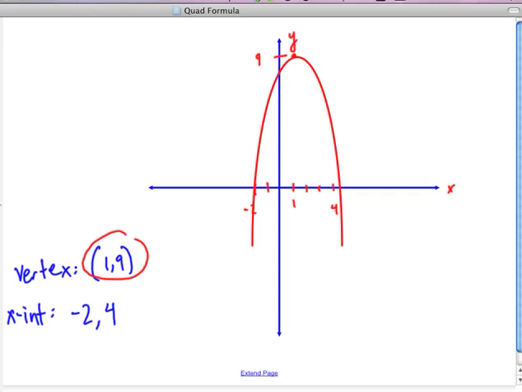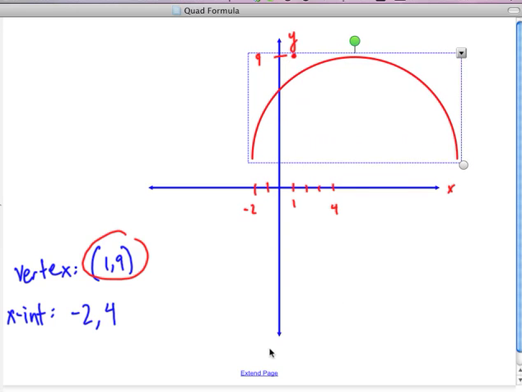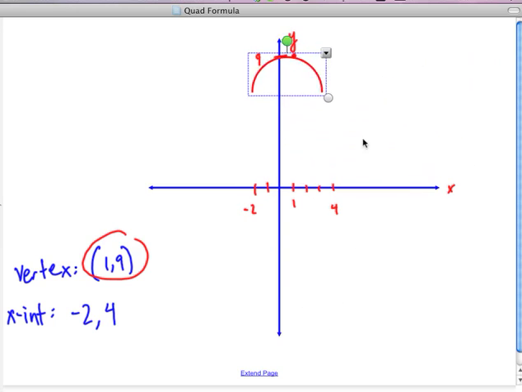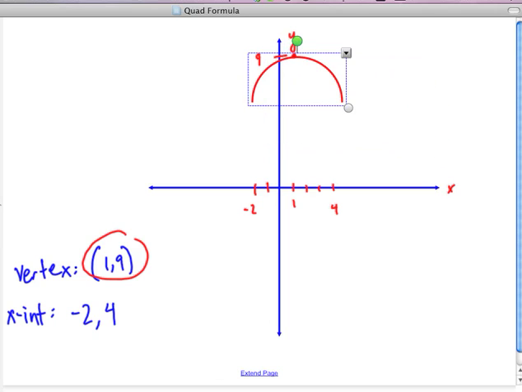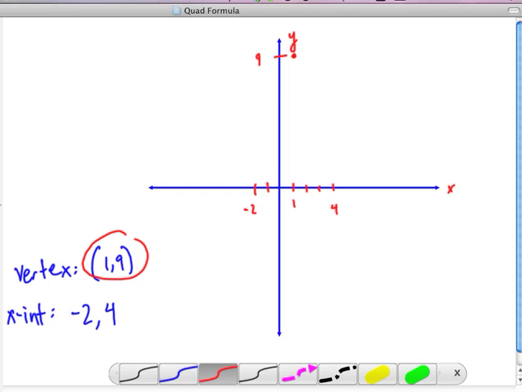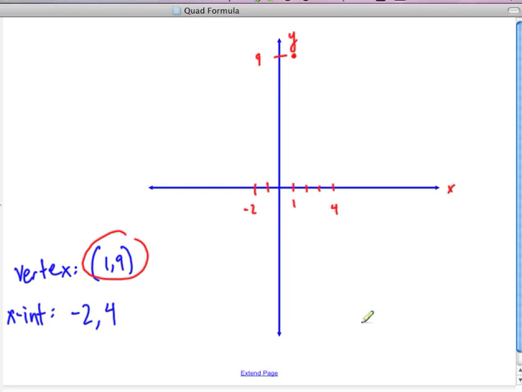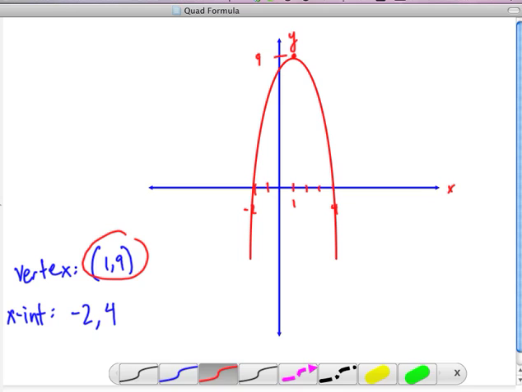Well, it ain't the prettiest parabola in the world, but it works. Well, now it doesn't. Let's see if I can fix that. All right, well, that didn't work. Let's try that one more time. There we go. That's better. All right. And that's your warm-up.